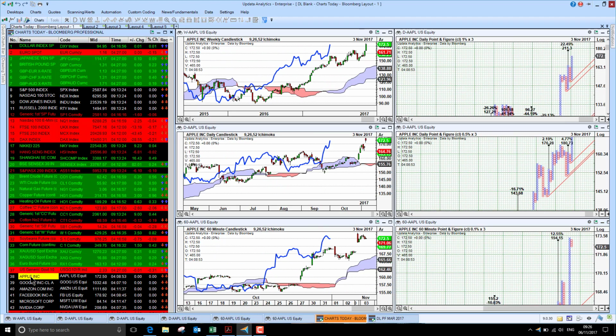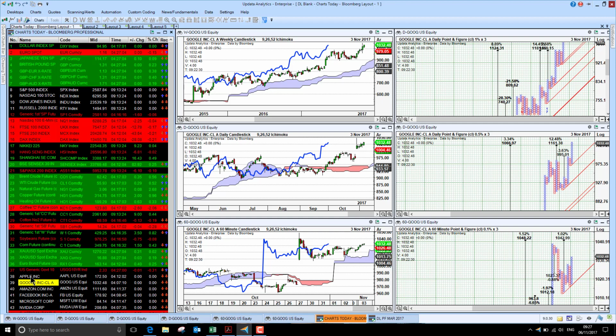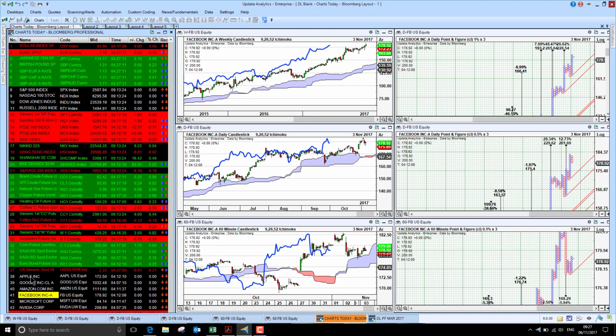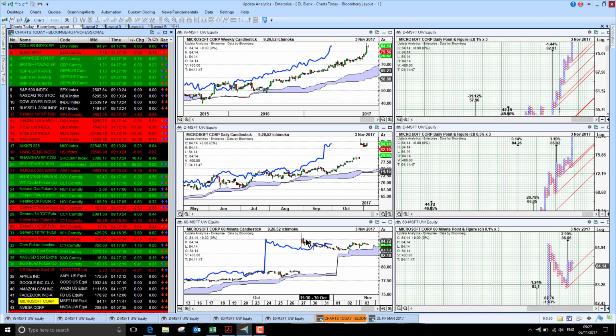Apple held its strength on Friday, looking strong still, and Google is looking strong. Amazon is continuing to look strong after a pretty strong couple of weeks. And Facebook is just hitting the 180s, but back into the high 170s, still looking very strong with lots of upside targets. And Microsoft is also holding its strength, having jumped the week before last.